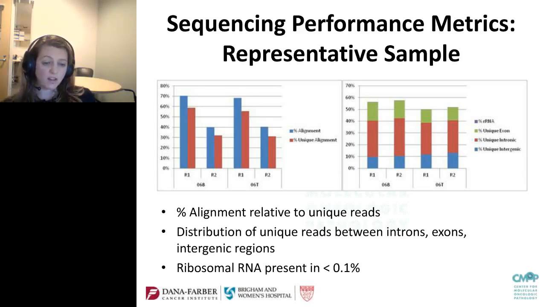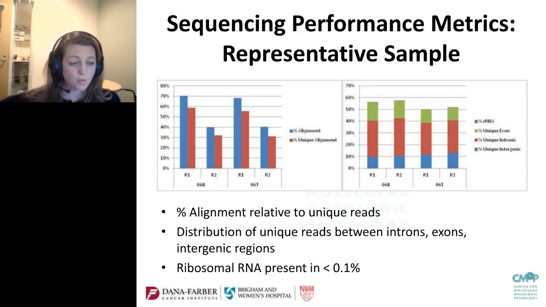On the left-hand side, you can see the percentage difference between what's totally aligned and what's uniquely aligned. Basically, the majority of what's aligning is actually unique in most cases, irrespective of direction and irrespective of sample type. We see this across the board.